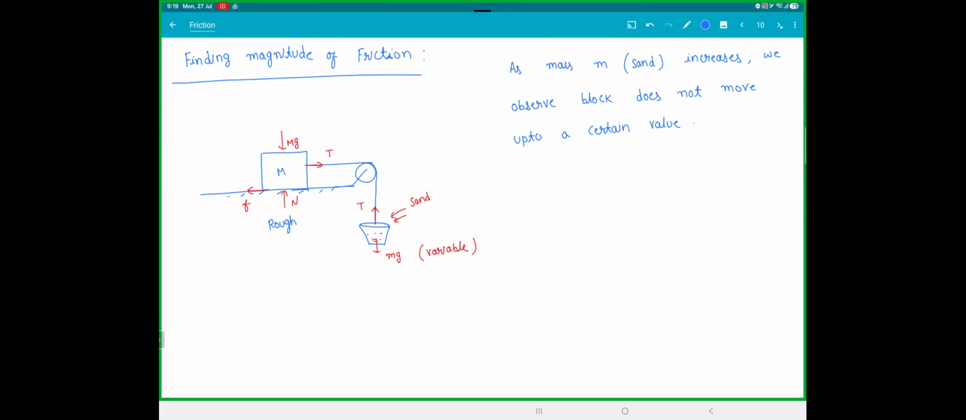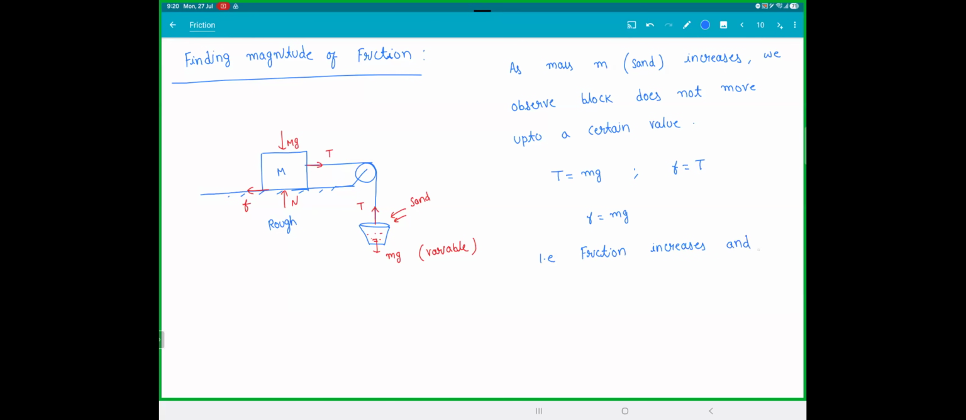And that is interesting because if you look at the tension, T is equal to mg. Since the block is not moving, friction must be equal to tension, and that means friction is equal to mg. That means as you put the sand, m is increasing, so friction is also increasing. So this frictional force is not constant. This frictional force is somehow reacting to the mass outside. Friction increases.